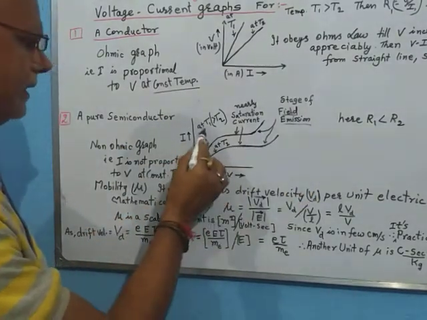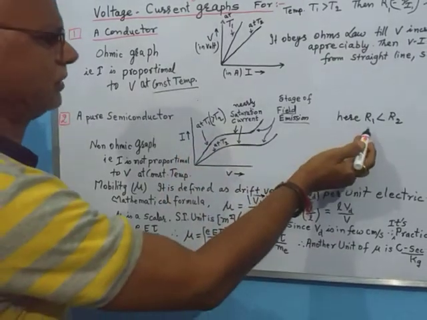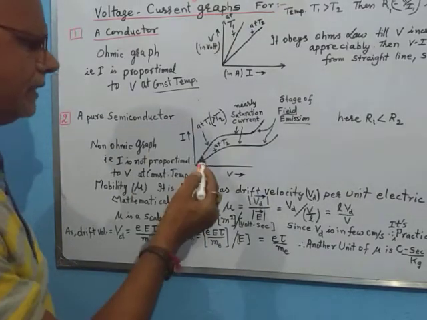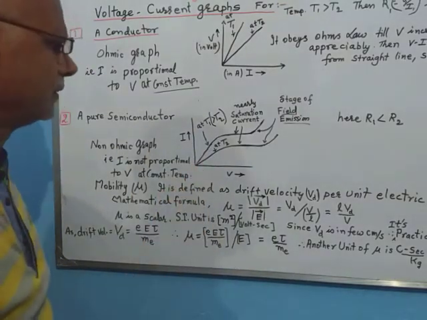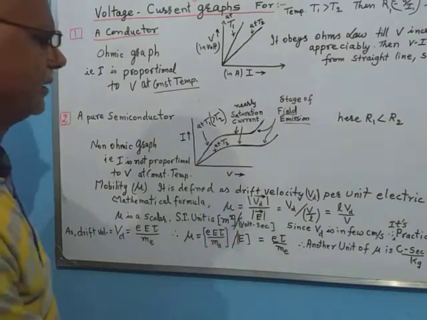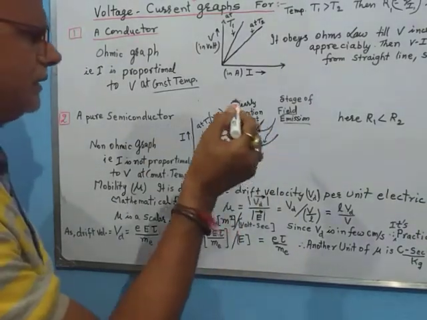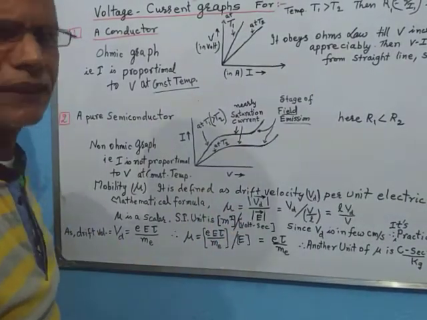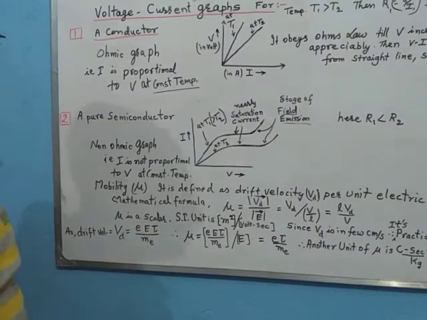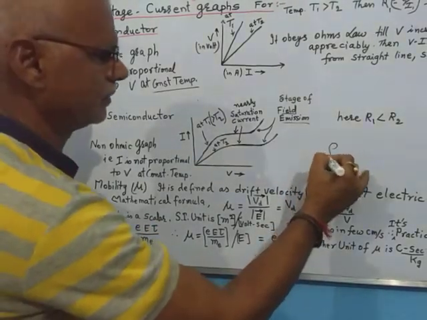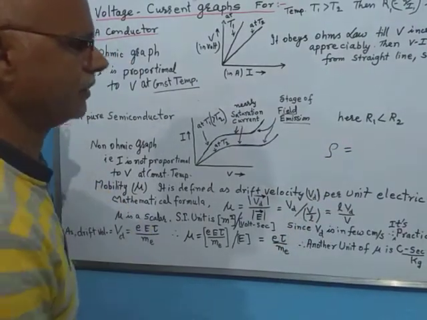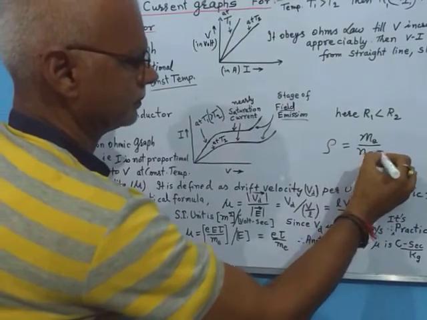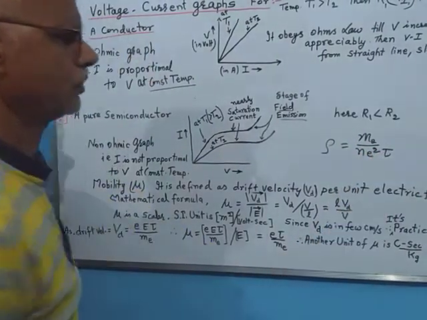Here you see that at higher temperature the resistance of the semiconductor becomes low. This is because at higher temperature more charge carriers are available, and the resistivity of the semiconductor decreases, and as a result the resistance also decreases. We have earlier talked, while we were discussing the relation for rho, that is resistivity, in terms of mass and Ne square tau.